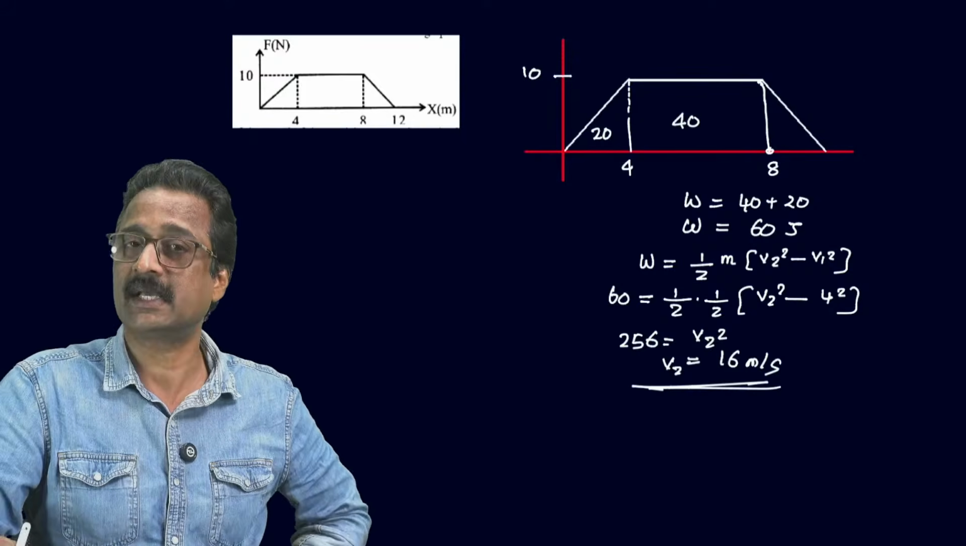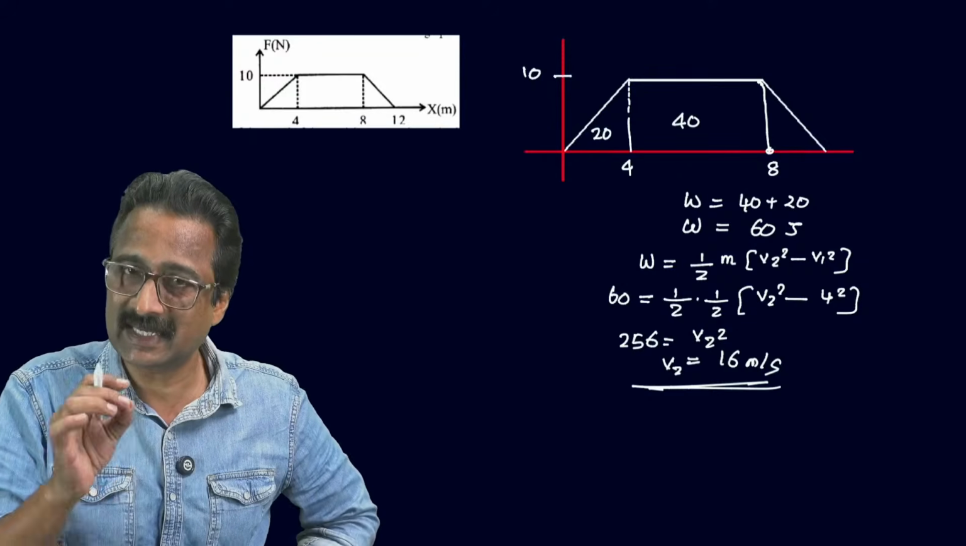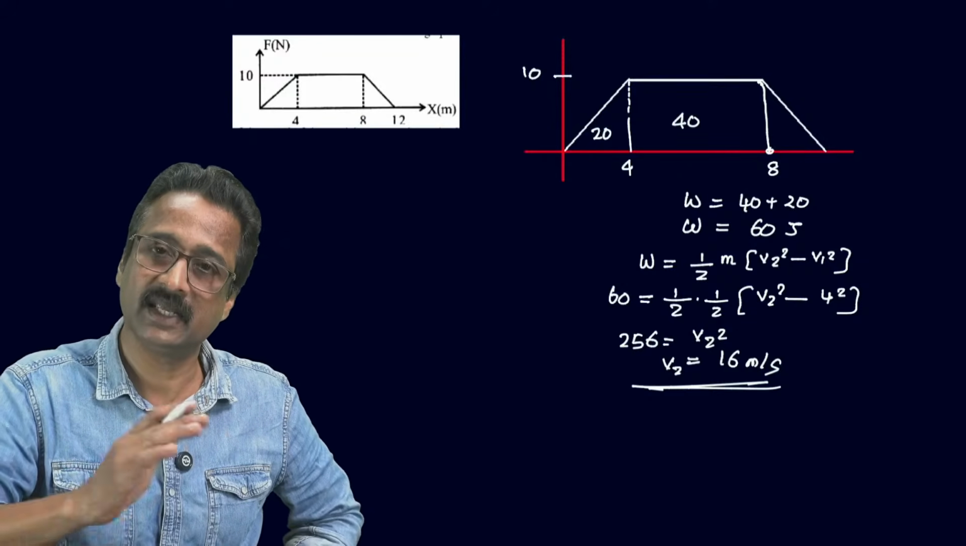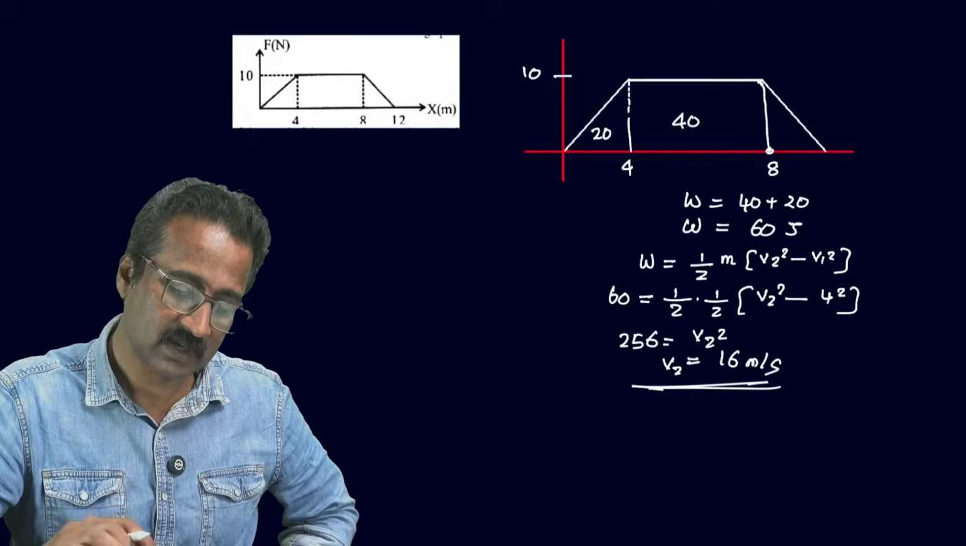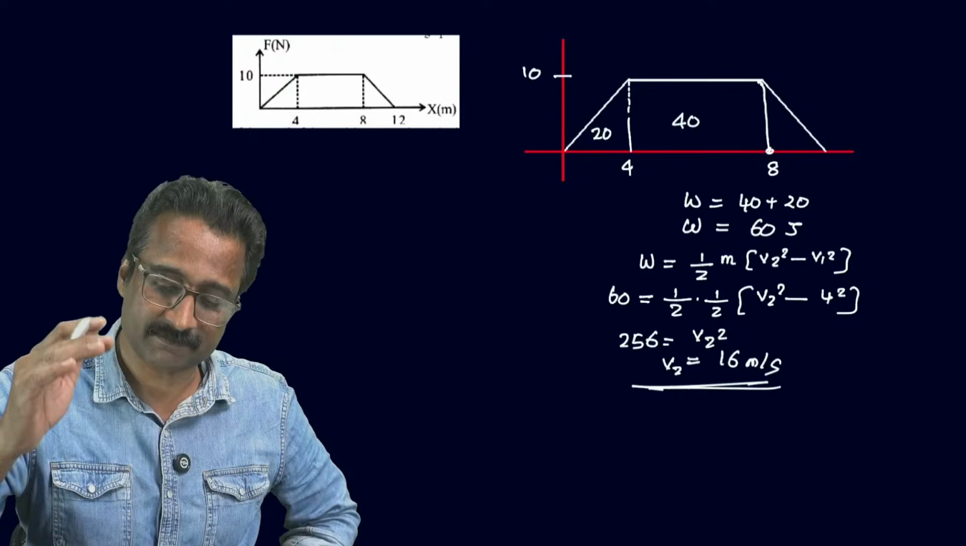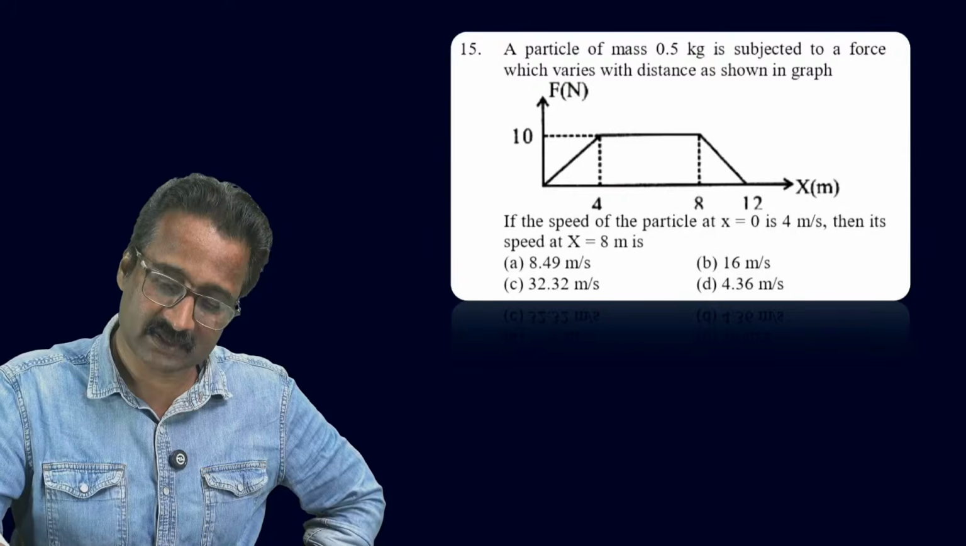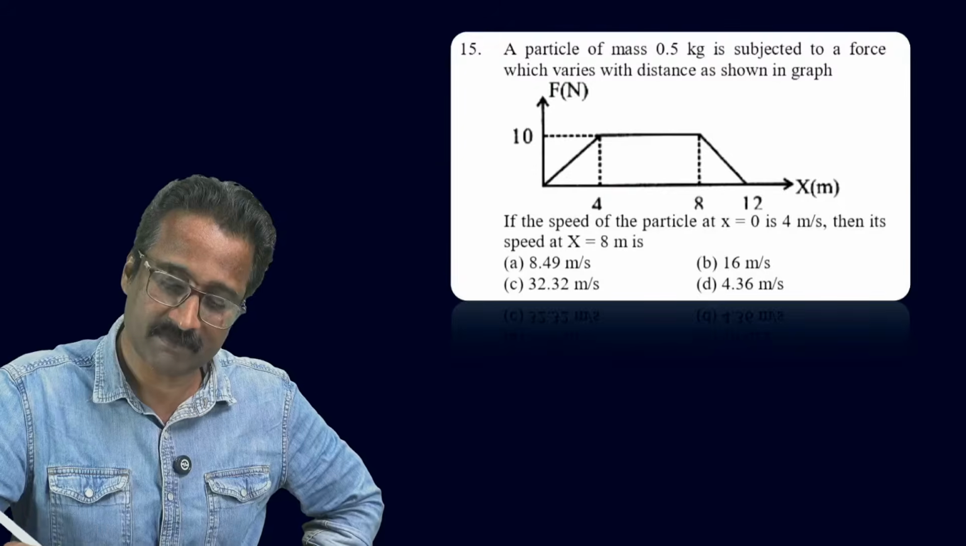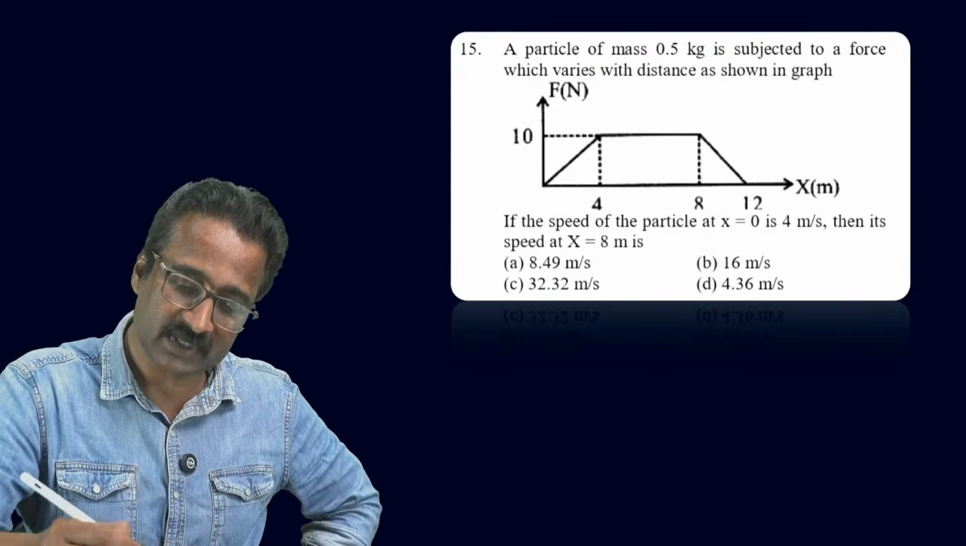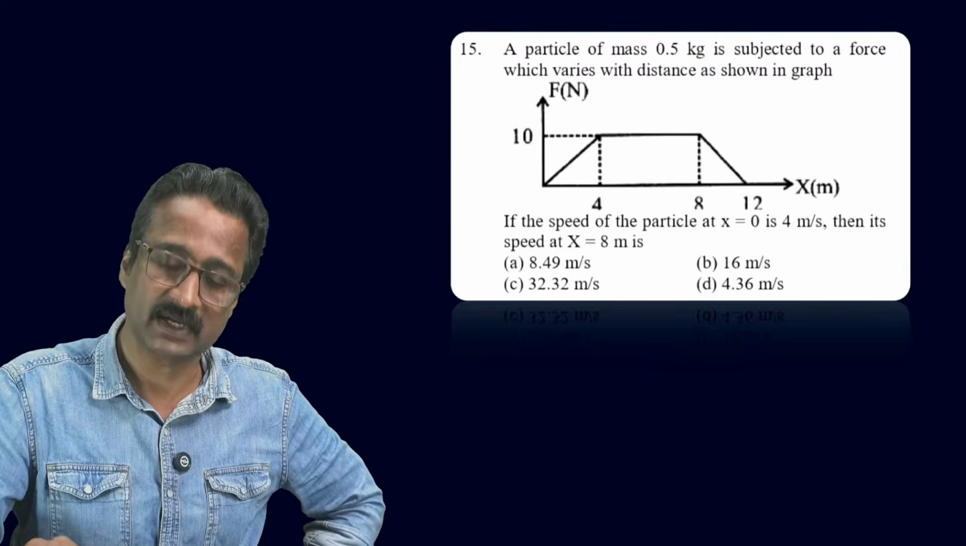Because they ask you what's the velocity at x equal to 8 meter, we consider only area up to 8 meter. All right, answer is 16. You must go with option B. Okay, let me go to the next question. B is the option. I go to 16.